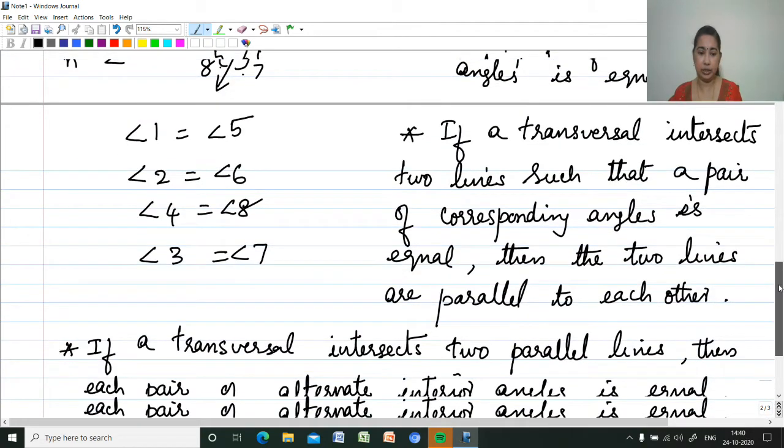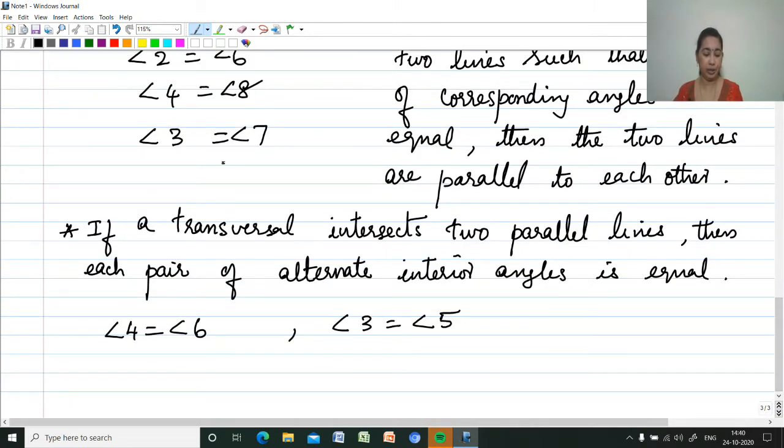Then next one, if a transversal intersects two lines such that a pair of alternate interior angles are equal, then we can say that those two lines are parallel. So it is just the converse of this, that is, if alternate interior angles are equal, then we can say that those two lines are parallel lines.